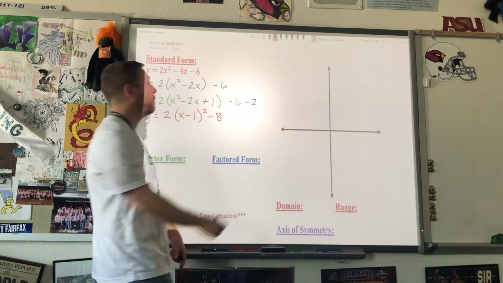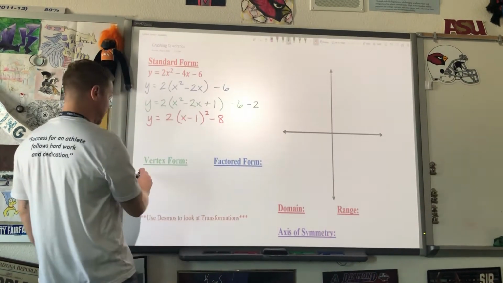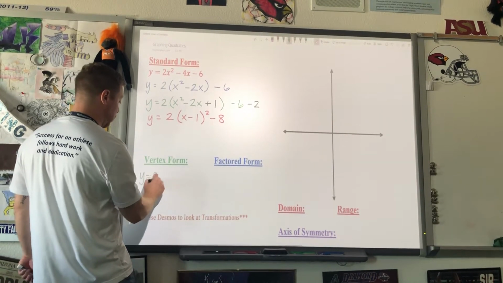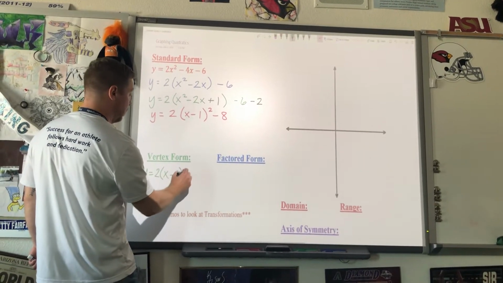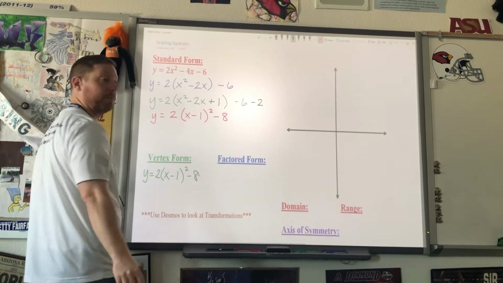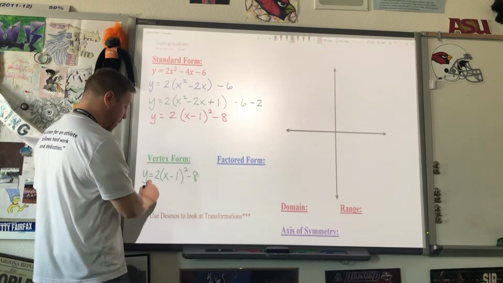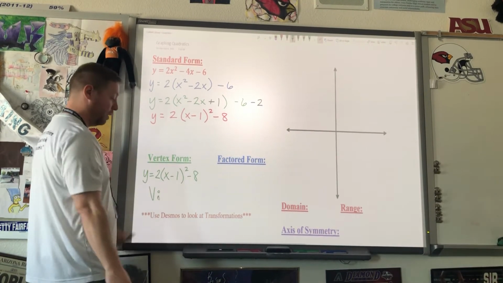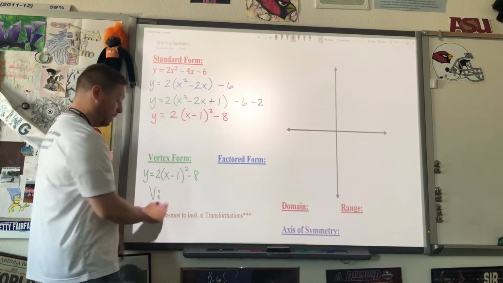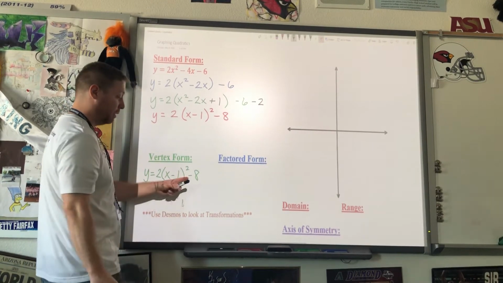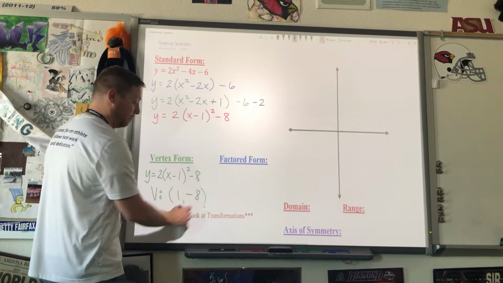Okay, all right, here's my vertex form. I will write it underneath here. Y equals 2 times x minus 1 squared minus 8. All right, while I'm at it, why don't I write what the vertex is too? Opposite of this sign, so positive 1, same as that sign, negative 8.